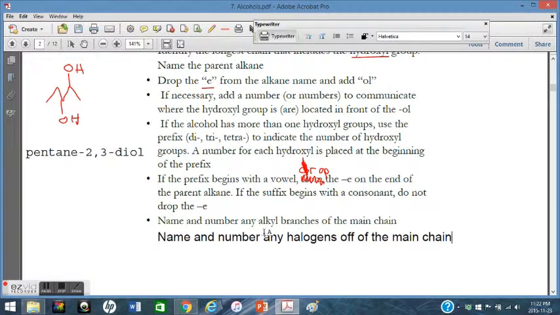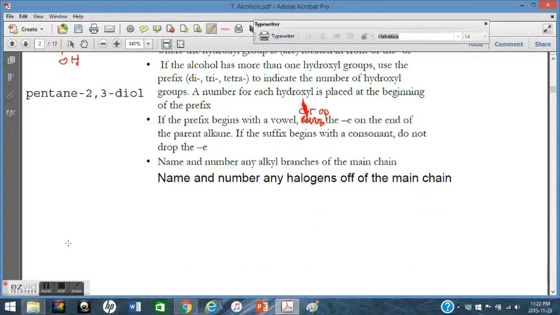The same rules for halogens and alkyl branches in terms of being alphabetical apply. The difference being the hydroxyl groups take precedence. They need to have the lowest numbers. So as another example, and you can try naming this one after I get it written down.